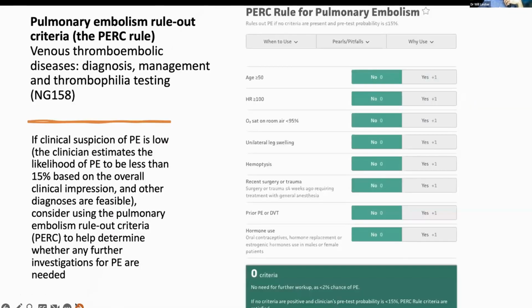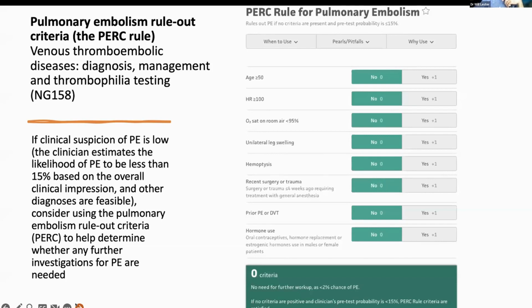Next slide. And the other thing that's been brought in NICE guidance, and I don't know how many people are using this, is this PERC rule, because it's a big thing to put someone through a CTPA or VQ pathway. You know, there is radiation in those scans. I'm going to touch on that later. And so they've introduced this concept of the PERC rule, which is a sort of pre-Wells assessment. So you could look at a patient and not even put them into the diagnostic algorithm that we've already looked at if you go through this questionnaire. So you have to be less than 50, not tachycardic, not hypoxic, not with leg swelling, not with hemoptysis, no recent surgery, no previous PE, and not on hormones.